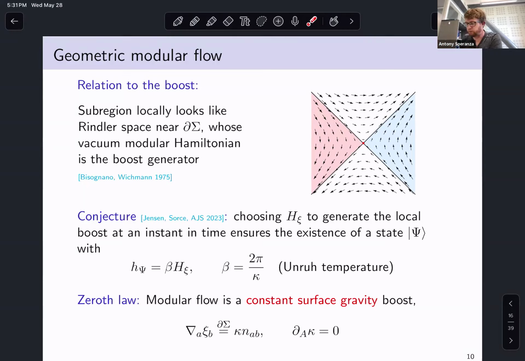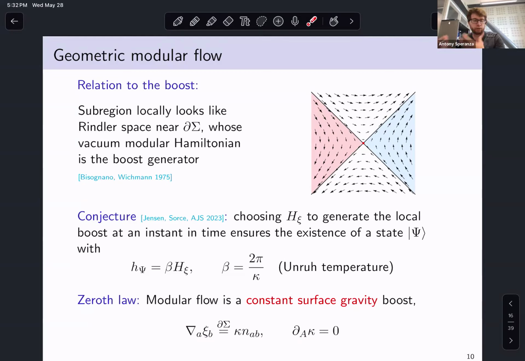And so this is what motivated the conjecture from this paper: that just by choosing this generator to locally generate a boost near an entangling surface, that ensures there exists some state where this is actually the modular Hamiltonian for that state. Essentially, you can write down a state that's thermal with respect to the one-sided part of this. The precise relation is that the modular Hamiltonian should be beta times this boost generator, and you have the usual relation between the inverse temperature and the surface gravity from the Unruh effect. In particular, a non-trivial part of this conjecture, where kappa was defined by what the derivative of your vector field looks like near the entangling surface, is that it requires kappa to be constant along the entangling surface. So that's a non-trivial part of that conjecture.